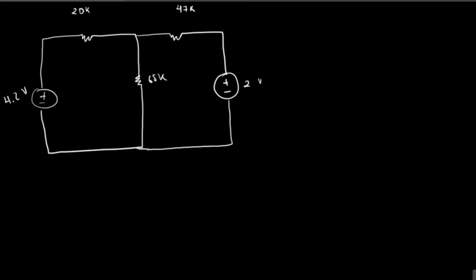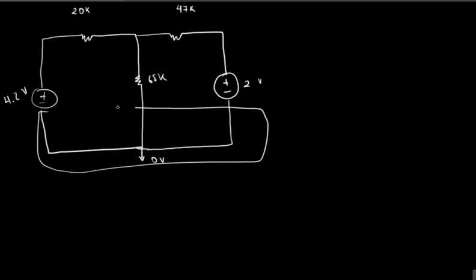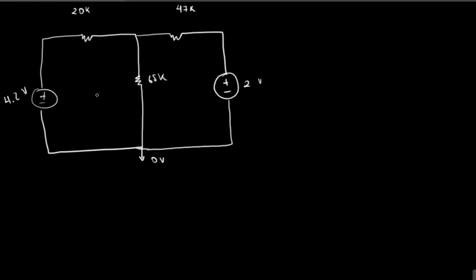So this is our circuit. First step, I'm going to reference the ground node. So this is 0 volts. In this entire node, it's 0 volts. The problem is asking to solve for V, which is the electrical potential difference right there across the 68K resistor.